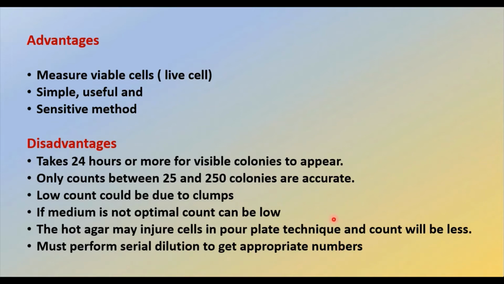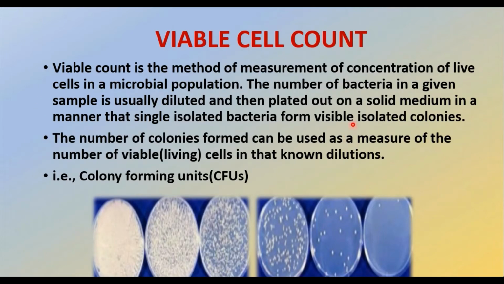So for a certain count, we are supposed to use serial dilution to get the appropriate numbers. These are a few disadvantages of the pour plate method as well as the spread plate method that are used for viable counts. Then coming to serial dilution for viable cell count, the viable count is a method of measuring the concentration of live cells in a microbial or bacterial population.